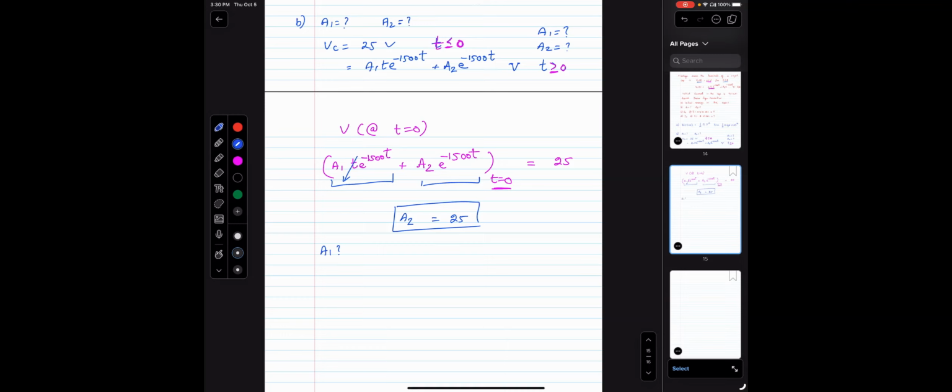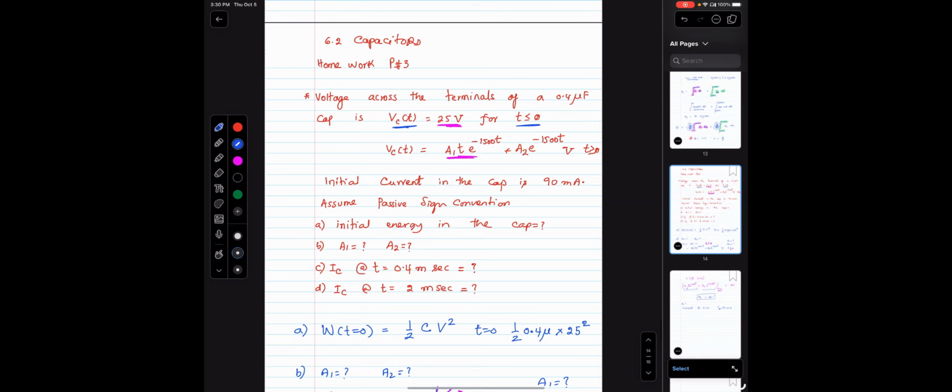In order to find A1, what we can do is look at the current at t equals 0. What is that value given to be? I at t equals 0 is given to be 90 milliamperes, right? Somewhere in here, the initial current in the capacitance is 90 milliamperes.